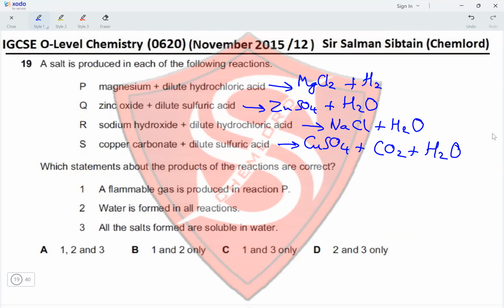Which statements about the products of the reactions are correct? A flammable gas is produced in reaction P. Reaction P produces hydrogen gas, which is flammable, so this statement is correct. Water is formed in all reactions. Not in P, because in P we have production of magnesium chloride and hydrogen gas, not water. So this statement is incorrect. And the next one, all the salts formed are soluble. Magnesium chloride is soluble, zinc sulfate is soluble, sodium chloride is soluble, and copper sulfate is soluble. Yes, all salts formed are soluble, making the statement correct. Since statements 1 and 3 are correct, option C is the correct option for this question.